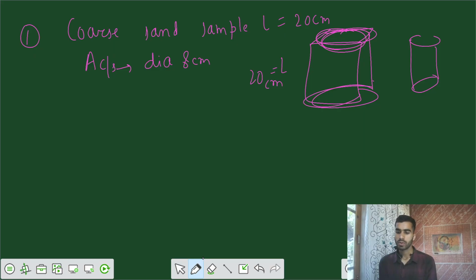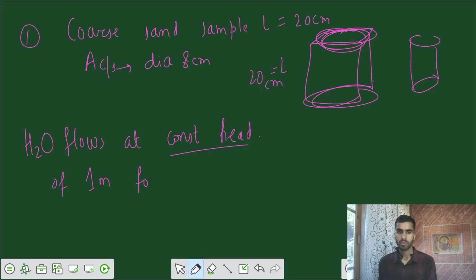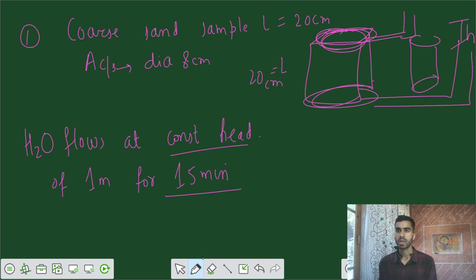After that, we are having water flow at constant head. So it is saying that we are having a constant head permeability test, with constant head of 1 meter for 15 minutes. So the test is performed for 15 minutes, and we have maintained the head difference of 1 meter between the two sections of that length. Here we are having head h1, and here we are having h2, such that the head difference is h equals 1 meter, and this test is performed for 15 minutes.